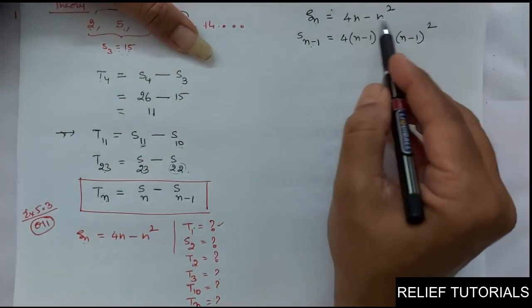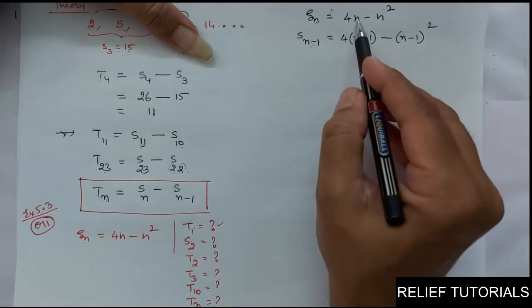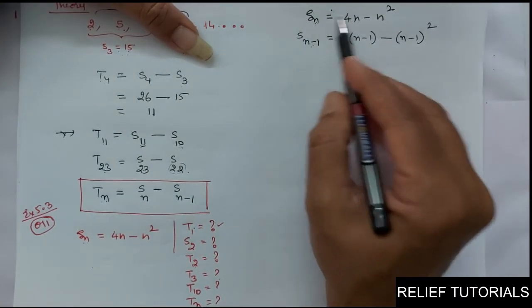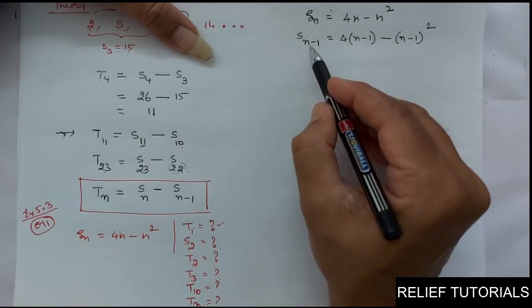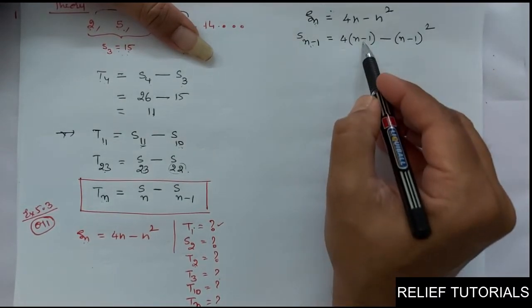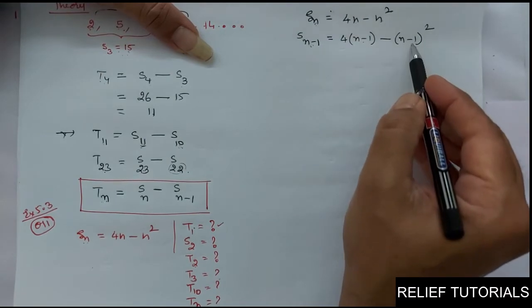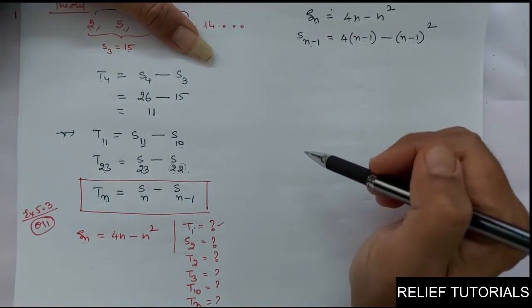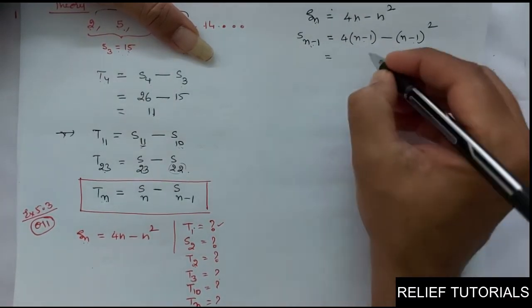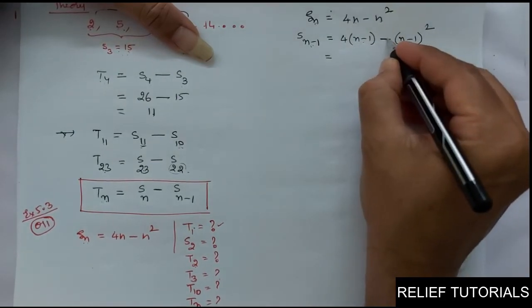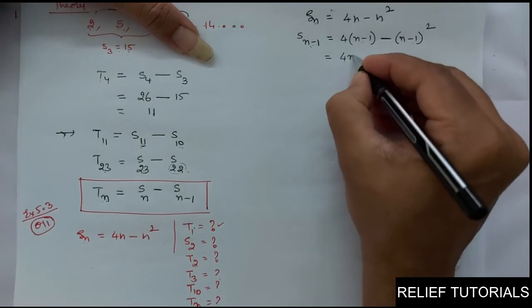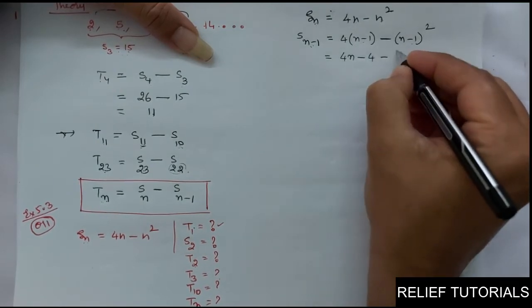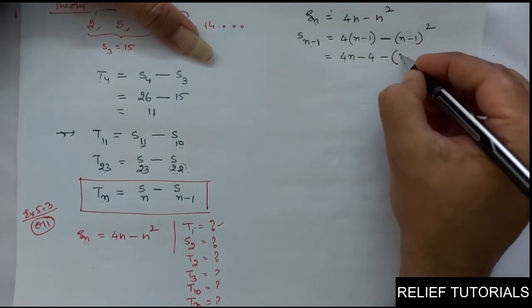See, Sn is 4n minus n square. So S2 means in place of n you are writing 2. So here also in place of n you have to write 2. Here in place of n you are writing n minus 1. So in place of n you get n minus 1. In place of n you get n minus 1. Clear? So this is equal to. Now in these two terms you can take n minus 1 common. Or just multiply. See, 4n minus 4 minus n minus 1 the whole square, a minus b the whole square.